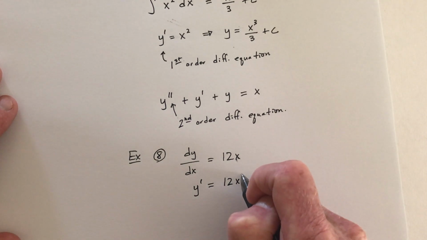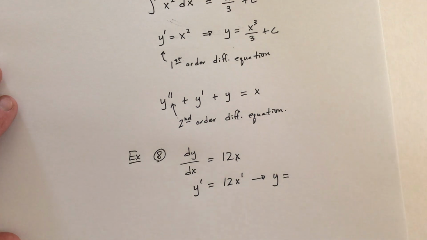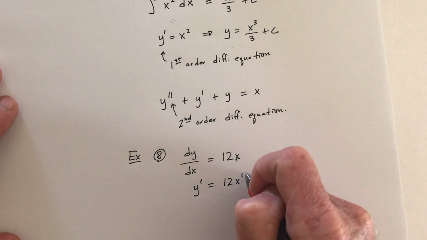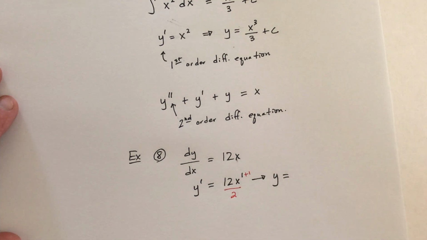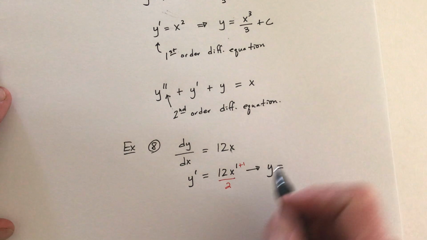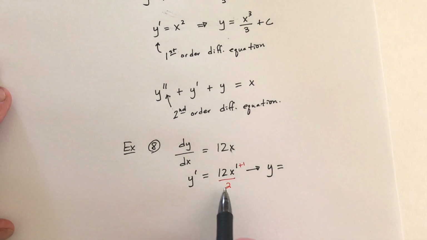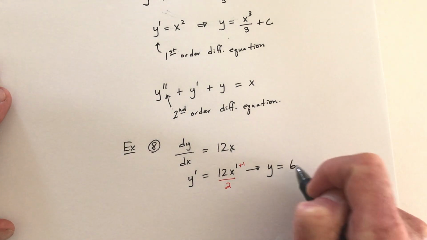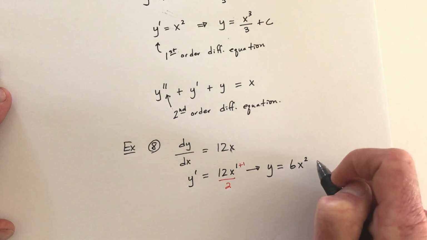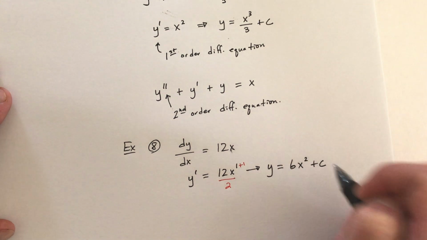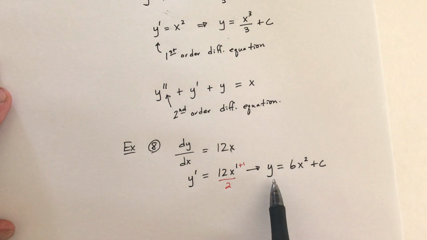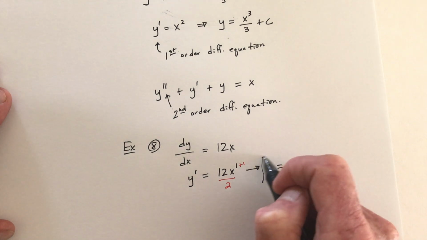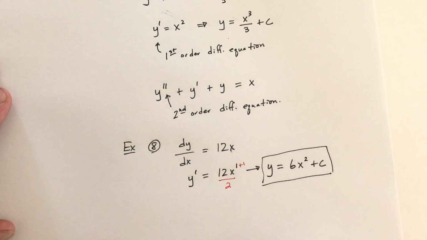With 12x, you could look at the x as x to the 1. When you add 1 to the exponent, that becomes a 2, and then divide by 2. This could actually be reduced because 12 divided by 2 is 6. So it's going to be 6x squared plus c. And if they give us any extra numbers to plug in, I could plug in the numbers for x and y and find out what c equals. With this one, there were no numbers to plug in, so it just has the plus c.